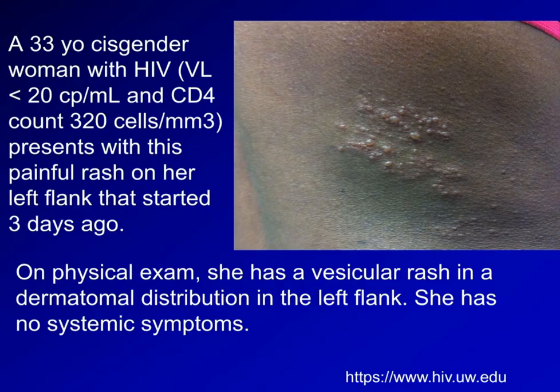So, unilateral distribution. Yeah, I would agree. This seems like Zoster. Do you think people with HIV have the same risk of Zoster or decreased risk?